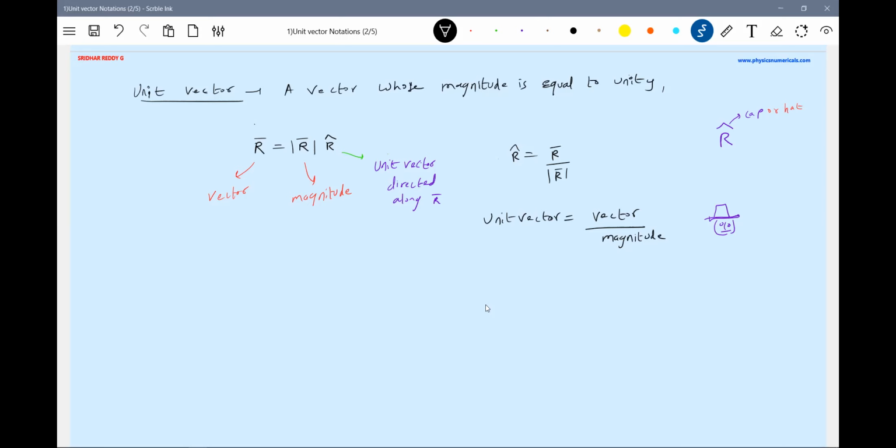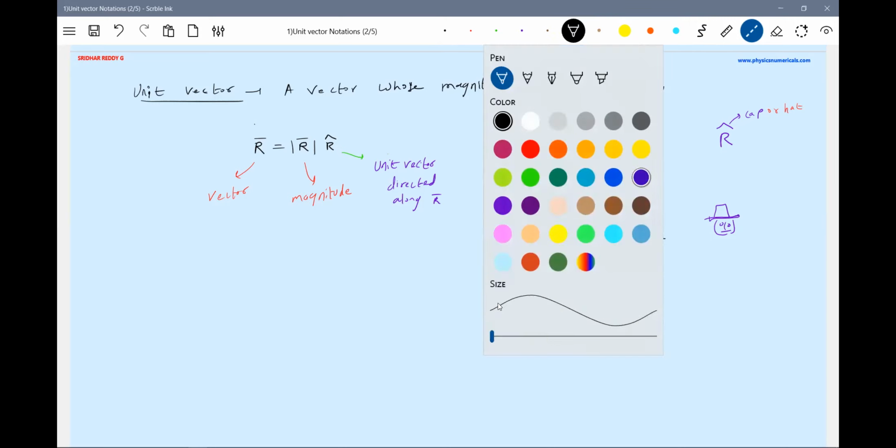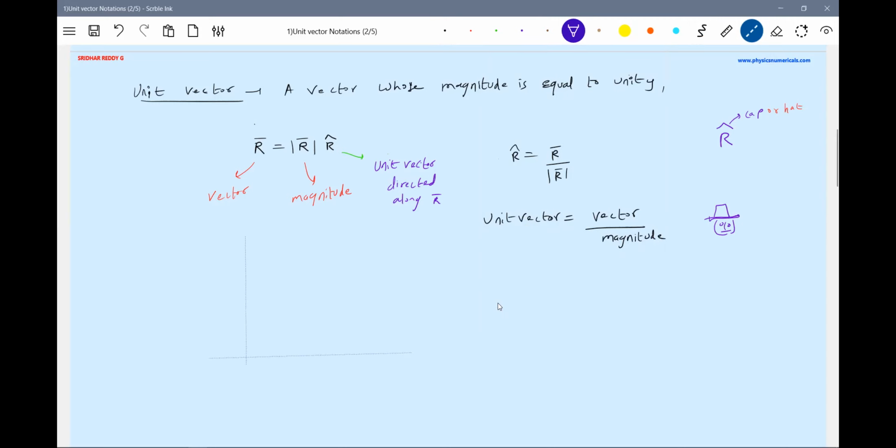Along r bar. Let me show how the direction will be. If this is the vector r bar, it is in this direction, then r cap will also be in this direction. The direction of r bar is the direction of r cap. A vector divided by its magnitude gives the unit vector. If the vector r bar makes a certain angle theta with the horizontal, the unit vector also makes the same angle theta with the horizontal.